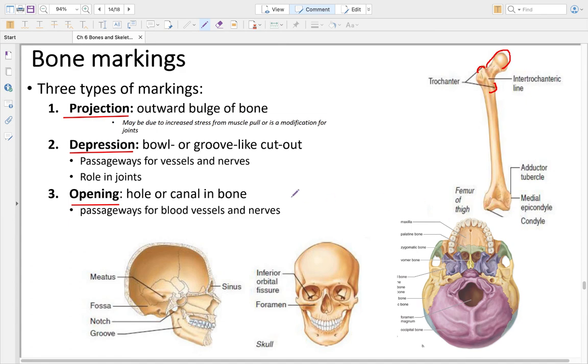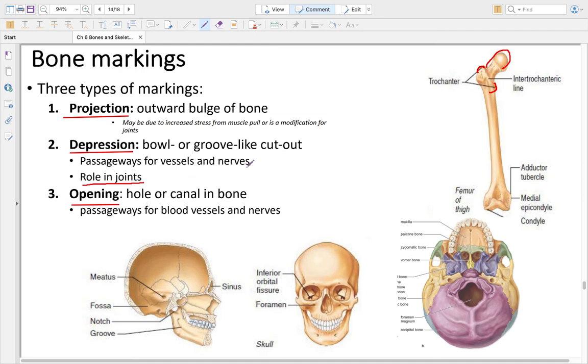A depression is a groove-like cutout. Most of the time, this is going to be a pathway for vessels like veins and arteries to pass through and supply bone tissue or supply an organ nearby with all of its nutrients and all of the neurons that belong in that area as well. Okay, they have a role in our joints.